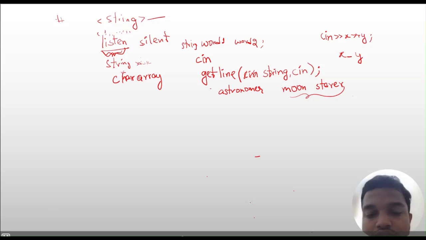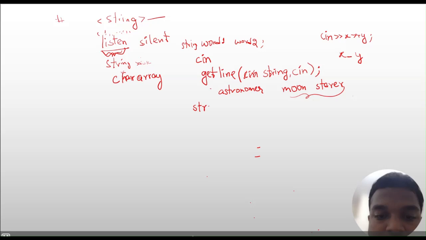So how do we do that? To do that, we first need to find the length of the string. There is a direct built-in function, which we can write as string dot length. It will return an integer, as you can see.